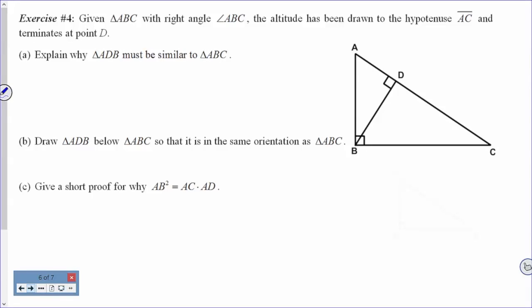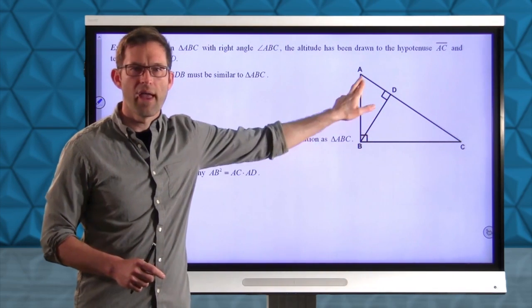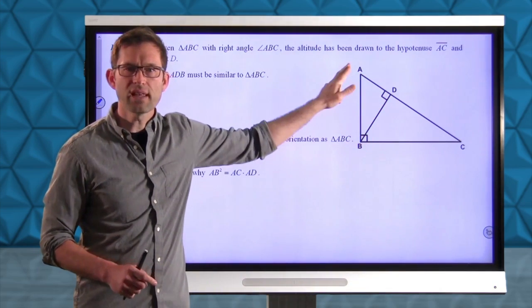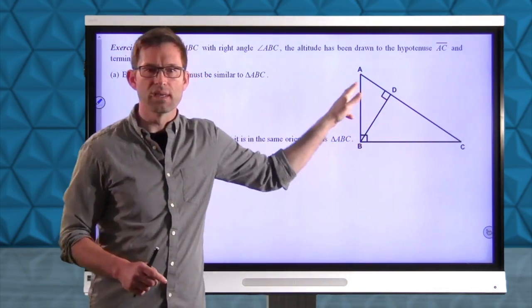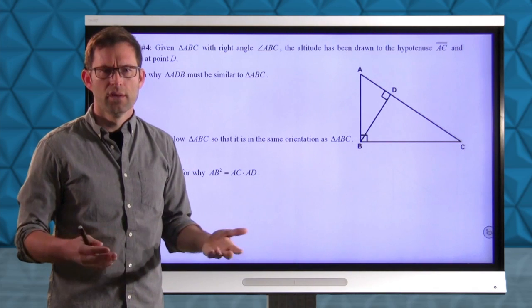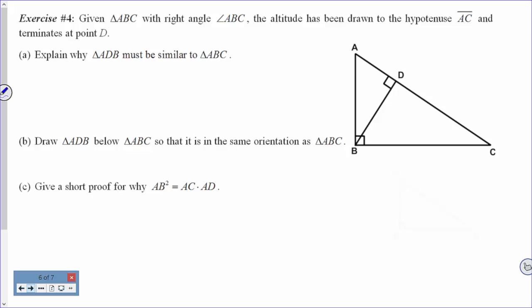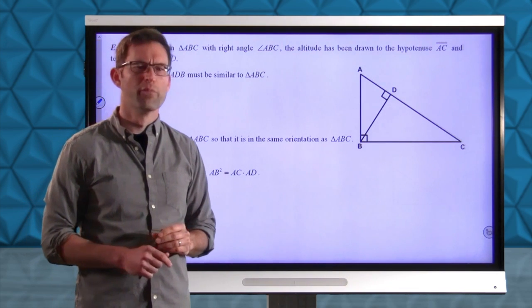Exercise number 4. Given triangle ABC with right angle, angle ABC, the altitude has been drawn to the hypotenuse, AC, and terminates at point D. Great. Letter A. Explain why triangle ADB must be similar to triangle ABC. So why does this triangle up here, ADB, have to be similar to triangle ABC? I want you to pause the video now and see if you can come up with a little paragraph proof. It should be very, very short. Yes, a paragraph proof. A little redundant.